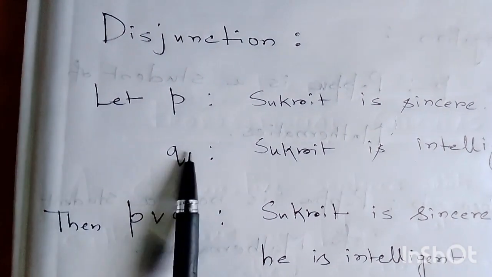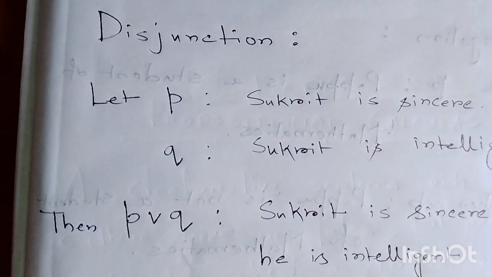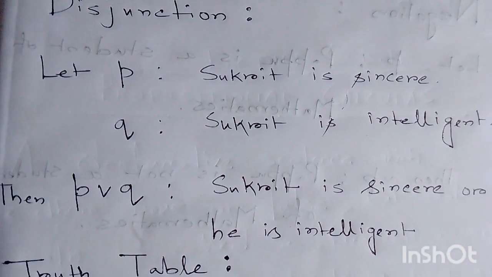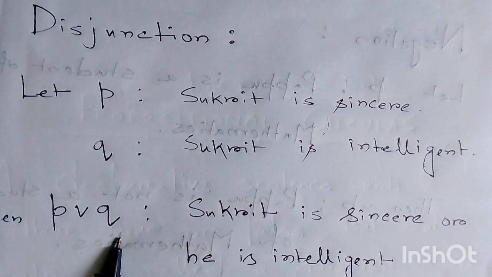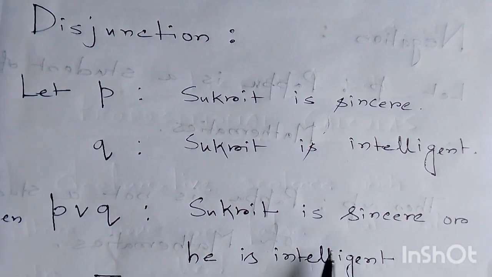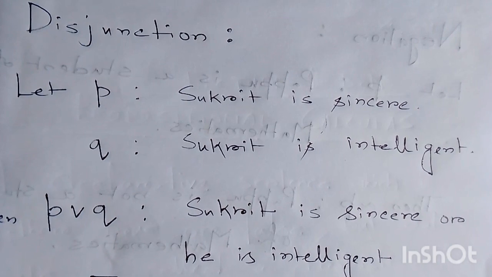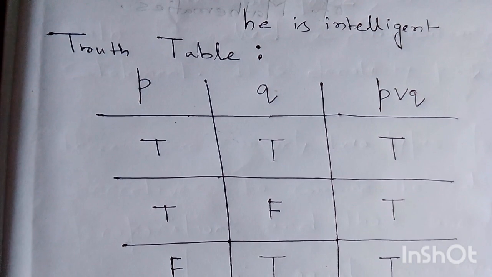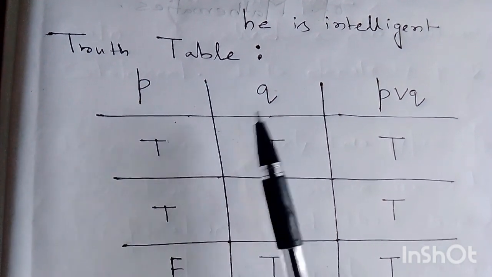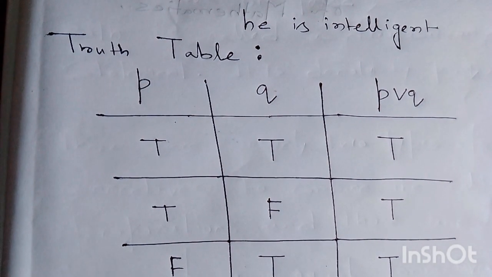Now this is disjunction. Let P: Sucrit is sincere, and Q: Sucrit is intelligent. Then P disjunction Q, or P or Q, will be Sucrit is sincere or he is intelligent. Like the truth table of P disjunction Q is P, Q, P disjunction Q.